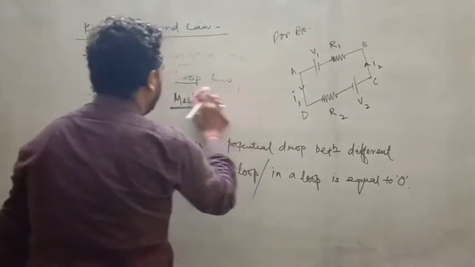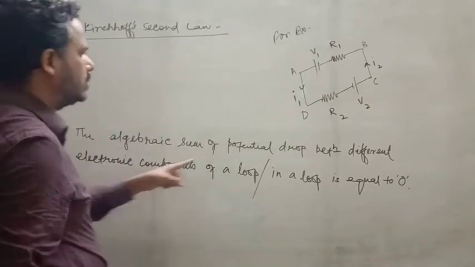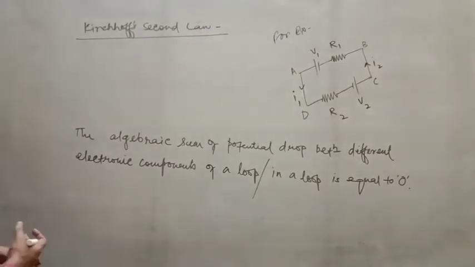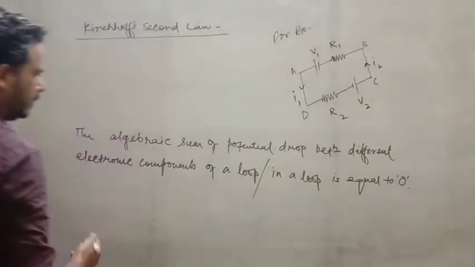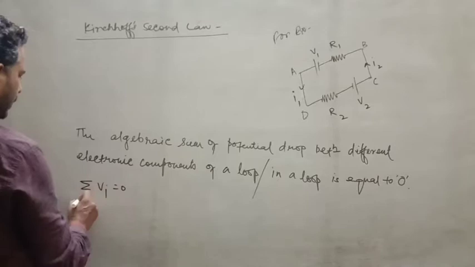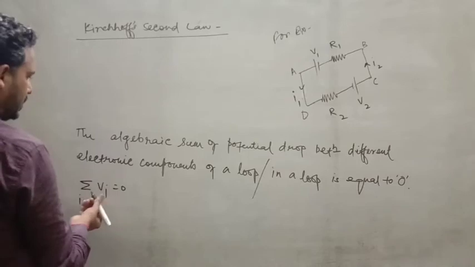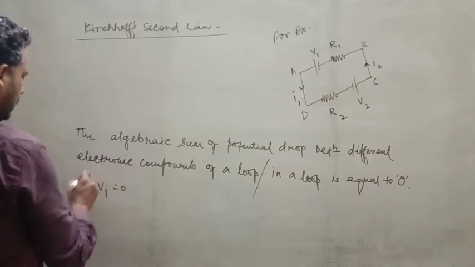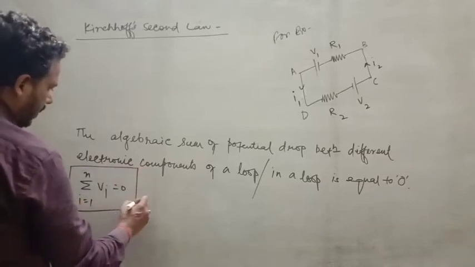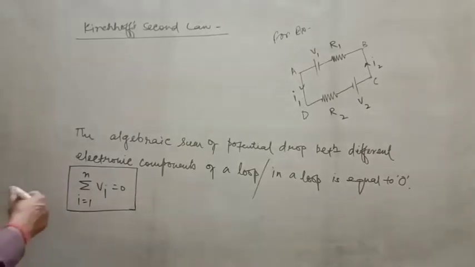So how? According to the definition, the algebraic sum of potential drops between different electronic components of a loop, or in a loop, is equal to 0, that means simply the sum of Vi is equal to 0, where i goes from 1 to n, because it is also possible that only one component is there in the loop. Okay, so this one is there.